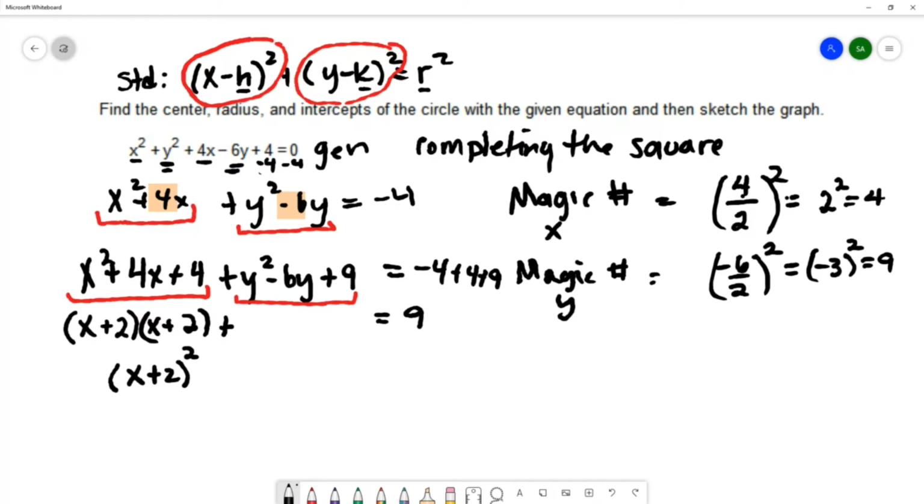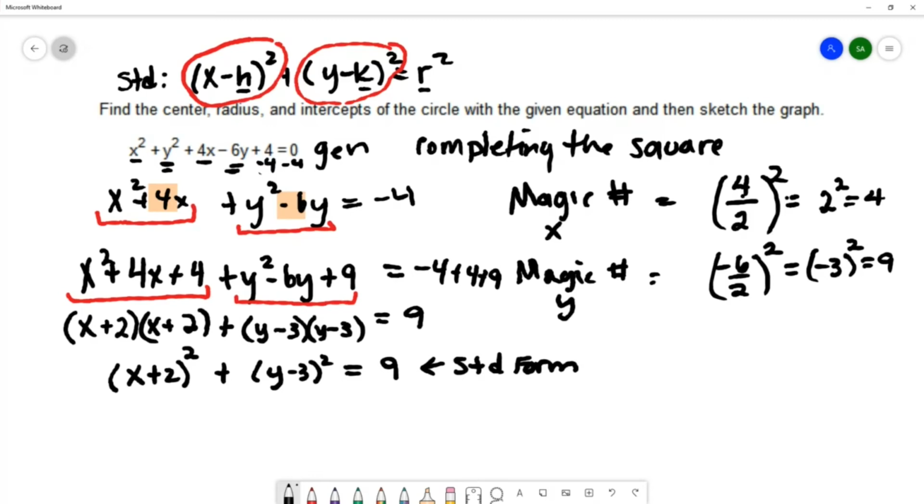The same thing happens with the y group. This factors, and not only does it factor, it becomes a perfect square. So we have y times y being y squared, 3 times 3 being 9, and we need negative 3's to make that negative 6y in the middle. So y minus 3 times y minus 3 is y minus 3 squared. Carry down that 9. So now we've rewritten this equation in standard form. So we took it from general form and now it's in standard form.